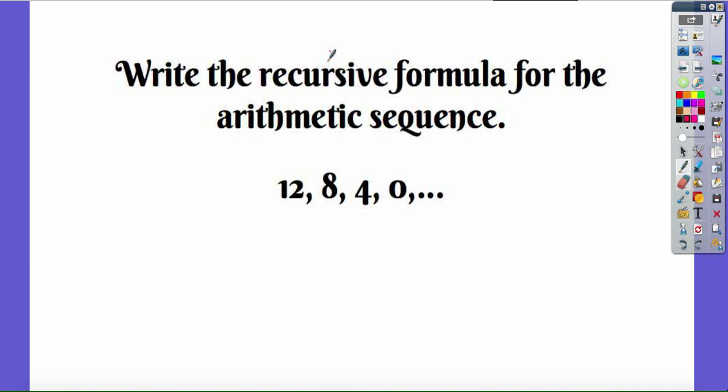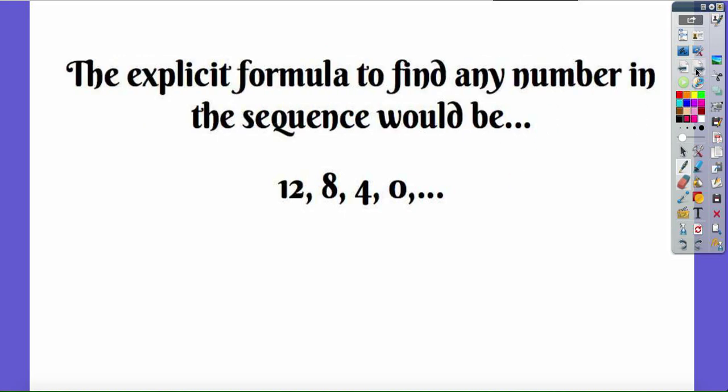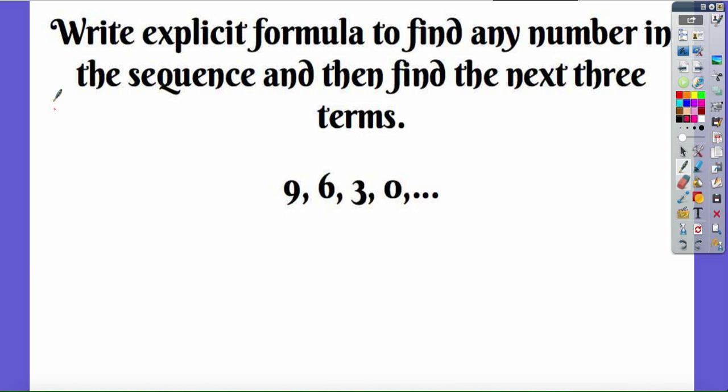So it says write the recursive formula for the sequence. We technically already did that, so I'm going to fast forward here. Write the explicit formula to find any number in the sequence and then find the next 3 terms. Okay, so they're saying explicit formula. We're going to focus on that from now on. I told you that one was the easier one.